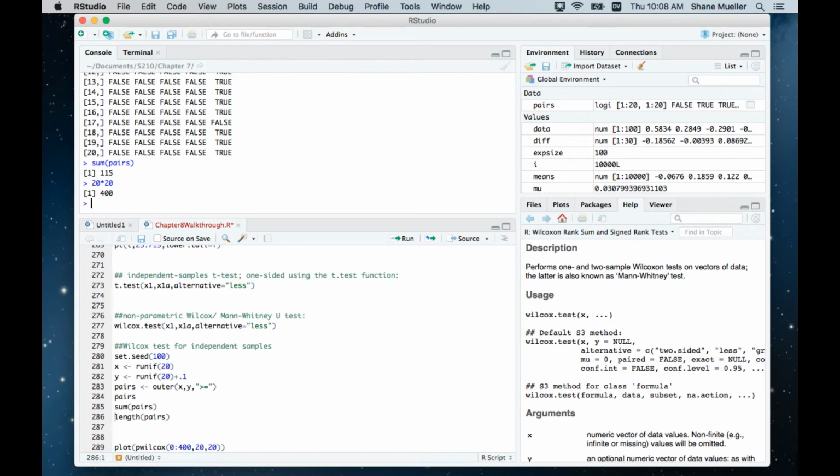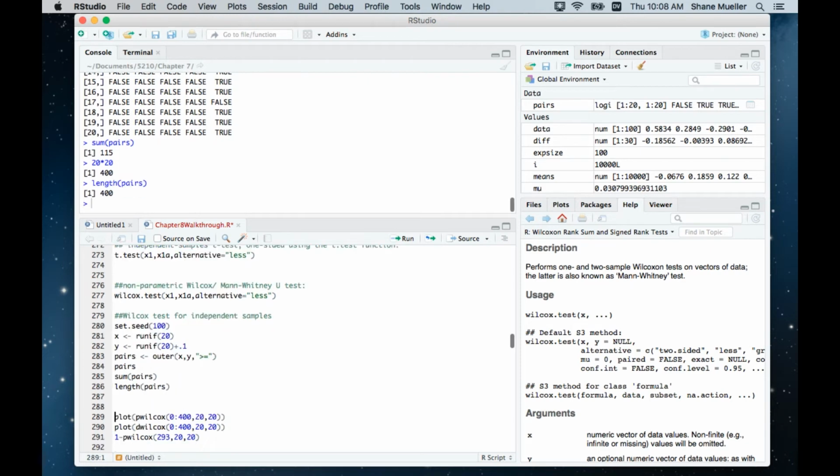And now the Wilcoxon distribution just asks, if I have 20 items and they're randomly distributed, what's the distribution of this that I might get? And what's the likelihood of getting 115 or fewer, or maybe the opposite of 115, which would be 285 or more?